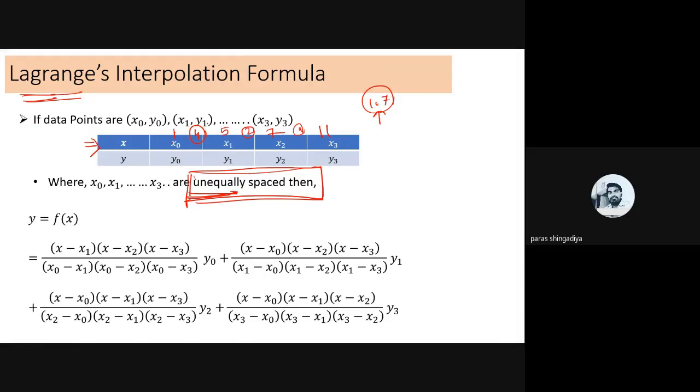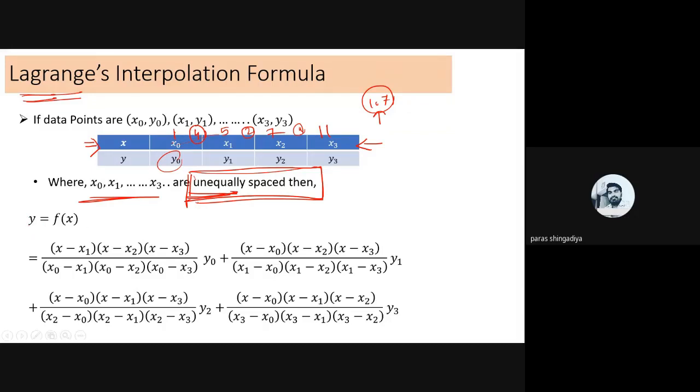We have this type of data in this example: x, that is x0, x1, x2, x3. This data is unequally spaced, and the corresponding values are y0, y1, y2, y3, and so on. It may be mentioned in point form as (x0, y0), (x1, y1), (x2, y2), (x3, y3), and so on. Otherwise, it is given in tabulated form, x: x0, x1, x2, x3 and y: y0, y1, y2, y3, where x0, x1, x2, x3 are unequally spaced values.